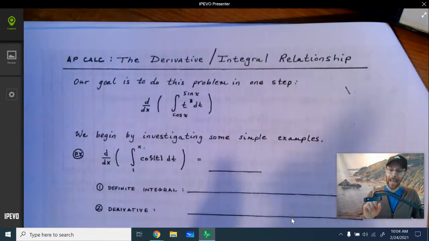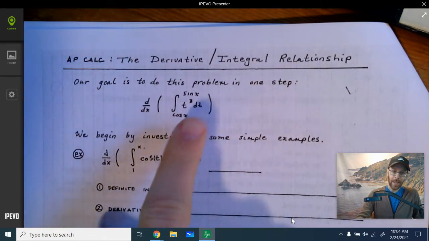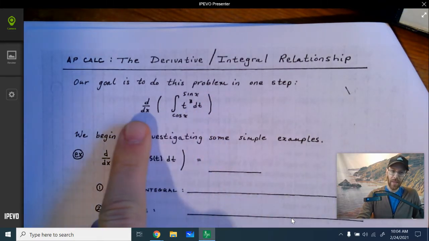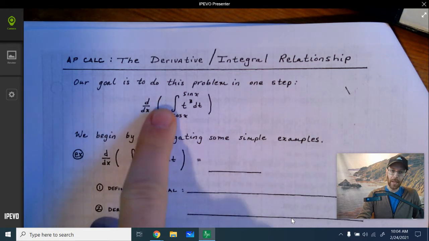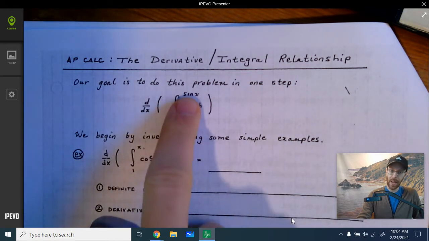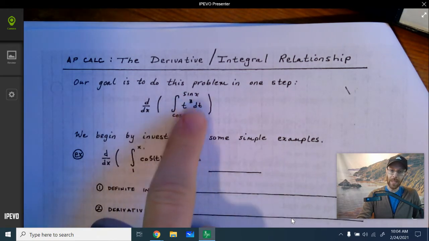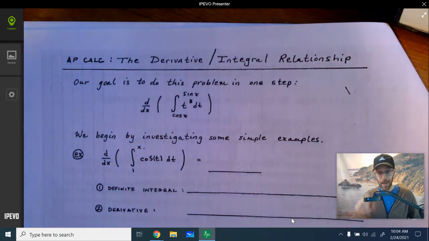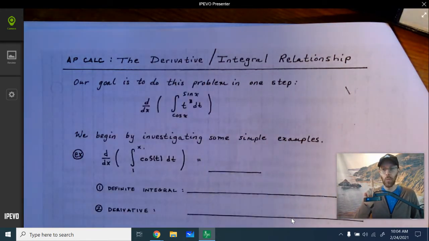Today, by the time we are done, check out this bad boy right here. The derivative of the integral from cosine of x to sine of x of t cubed dt. By the time we're done, you're going to be able to do that problem in one step.